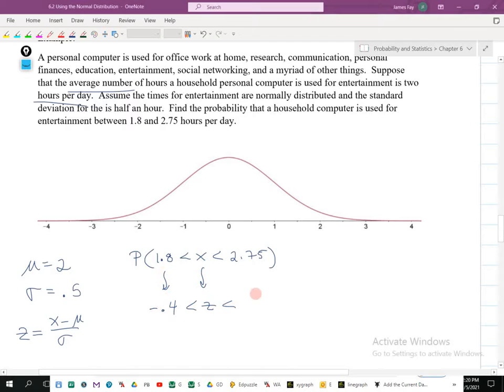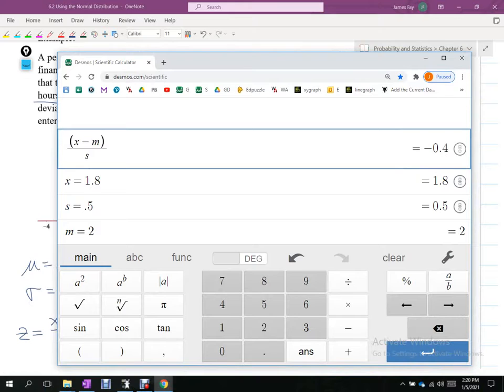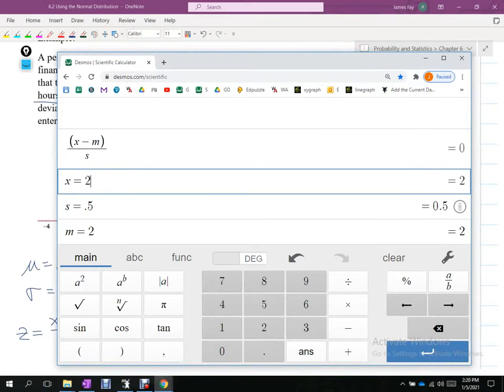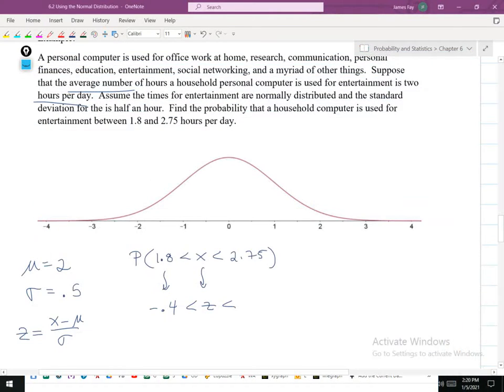And then 2.75. The nice thing here is now, instead of running through that formula again with my calculator, I can just delete the X, type in 2.75, and it gives me what I'm looking for. So 2.75 gives me that 1.5 back as my Z-score, 1.5. Is that okay with everybody? So this is what we're going to be asked.